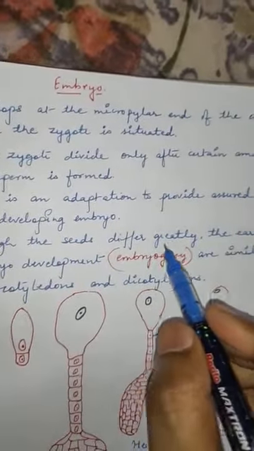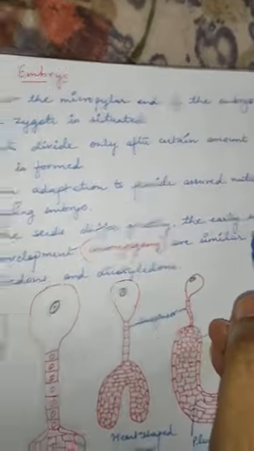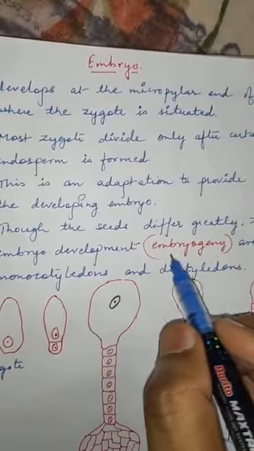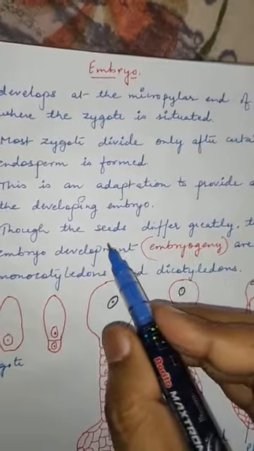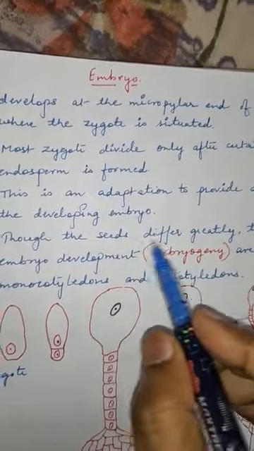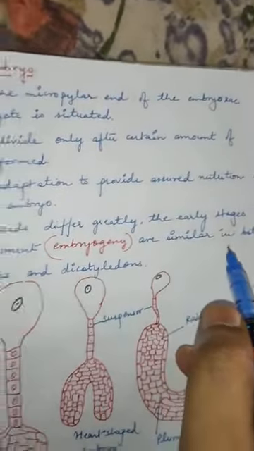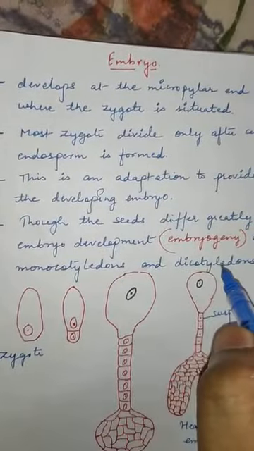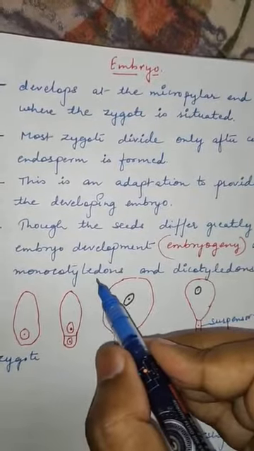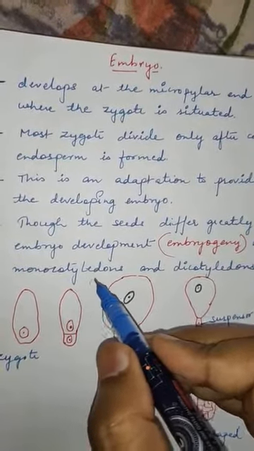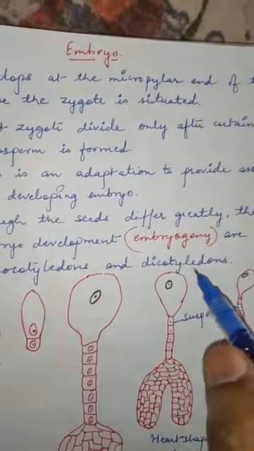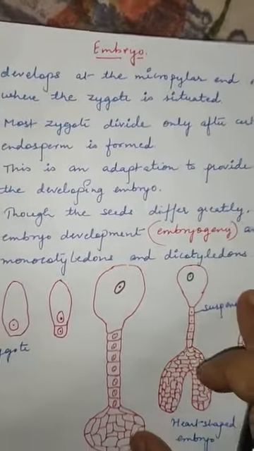Though the seeds differ greatly, the early stages of embryo development, embryogeny, right? What do we call the development of the embryo? Embryogeny. Though the seeds differ greatly, monocot or dicot, the early stages are similar in both monocotyledons and dicotyledons. So what are monocotyledons and dicotyledons? Those having a single cotyledon are known as monocots, and those having two cotyledons are known as dicotyledons.